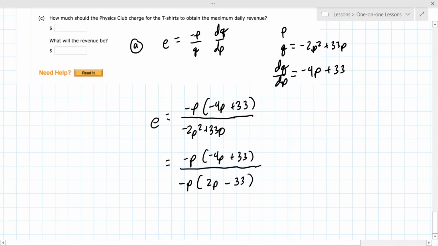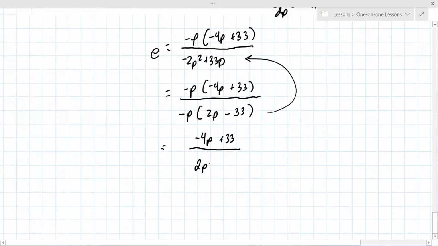If you're not sure, you can always work this backwards, where you multiply in, and see if you get back to this line. And you do. You get minus 2P squared plus 33P. Now these things cancel, and you end up getting minus 4P plus 33 over 2P minus 33. Wait, what cancels? The P cancels here and here. Okay. So it becomes minus 4P plus 33 over 2P.